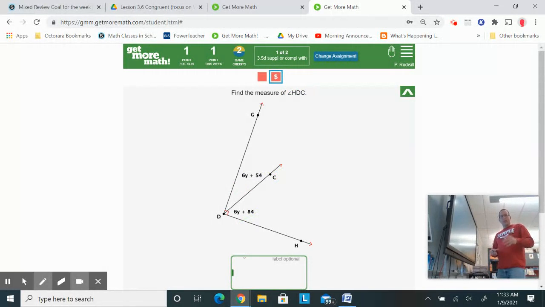All right, this next problem, we're supposed to find the measure of angle HDC. Now look at my picture. I see three angles. I see two smaller angles and a bigger angle. And that bigger angle is a right angle. You can see by the little right angle box that's down here. We're supposed to find angle HDC.